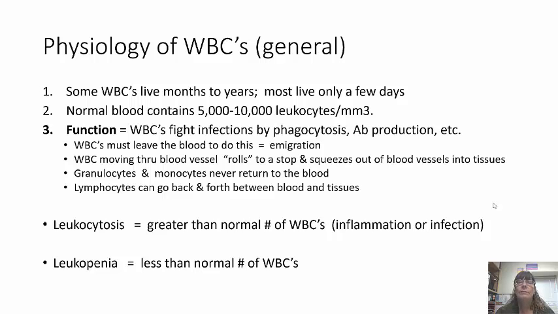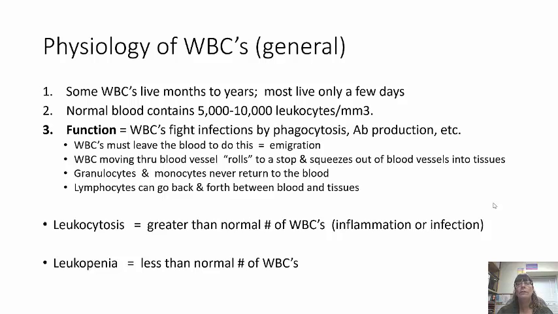But in order to fight infections, white blood cells have to leave the blood. They do this through a process called emigration. As they're moving through the blood vessel, it kind of rolls to a stop, and then it just squeezes out of the blood vessel and jumps into the tissues. Granulocytes and monocytes will never actually return to the blood. They will go to the tissues to fight the infection, and that's it, they're done. Lymphocytes, however, can go back and forth between the blood and the tissues. And again, we'll talk about all of that when we get to immunity.